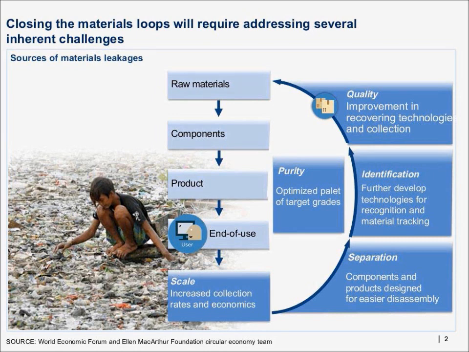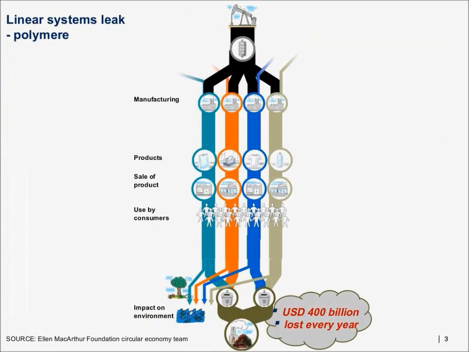And separation, identification, and having the right quality recovery and revalorization technologies are then part of the back end. Now, if you look at what this means for today's numbers, in polymers alone, we basically leak about 4 billion of material value every single year. If that were financial terms, you would be basically celebrating a Black Friday every day.